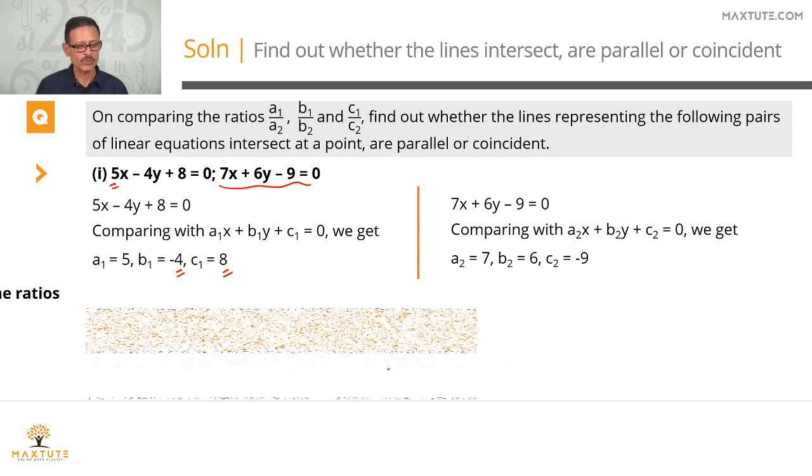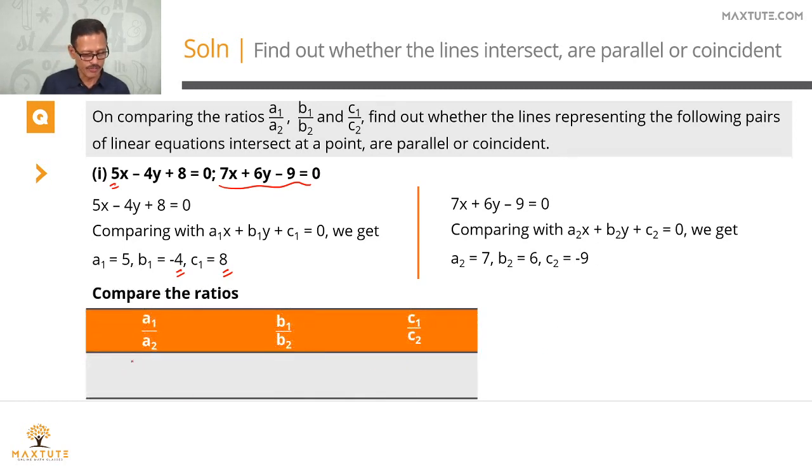So, let's find out these ratios. a1 by a2 is 5 by 7. b1 by b2 is minus 4 by 6. And c1 by c2 is equal to 8 by minus 9. a1 by a2 is not equal to b1 by b2. 5 by 7 is obviously not going to be equal to a negative number. We don't even have to bother about what this is. If a1 by a2 is not equal to b1 by b2, then we are talking about a consistent system of linear equations, a unique solution, a pair of intersecting lines. That's what we are talking about.